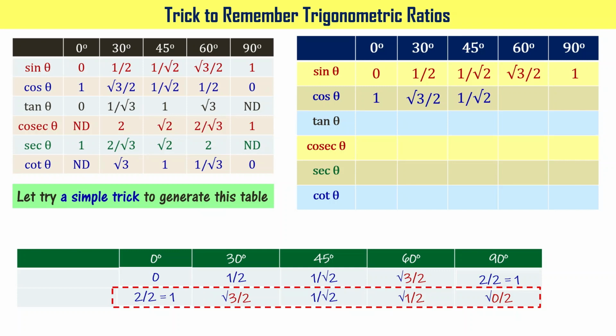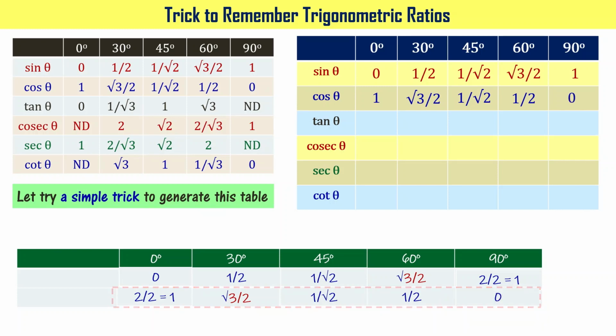Now for 60 degrees, we have square root of 1 by 2, that is 1 by 2. That can be written for cos 60 degrees now. And the last value in the bottom table is square root of 0 by 2, right? That is 0. So cos 90 degrees is 0.